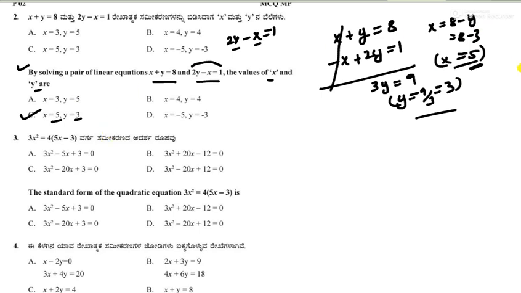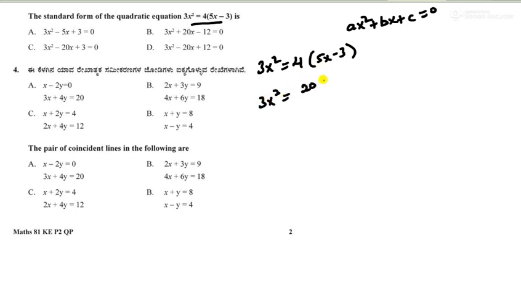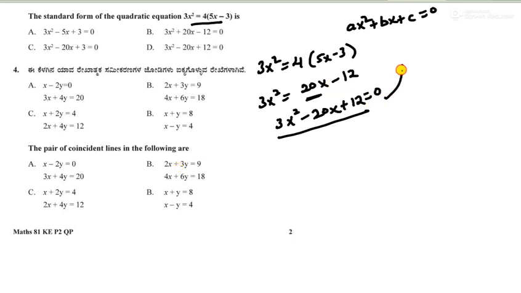Okay, moving to question number 3. The standard form of the quadratic equation is dash. So what is the standard form? It is ax square plus bx plus c equals 0, right? This one. So I will write the given question first. 5x minus 3. When we solve this, this remains the same. 4 fives are 20x, 4 threes are 12. Now bring everything to LHS. 3x square, this becomes minus 20x, and this plus 12 equals 0 on the RHS. So this will be the required equation.